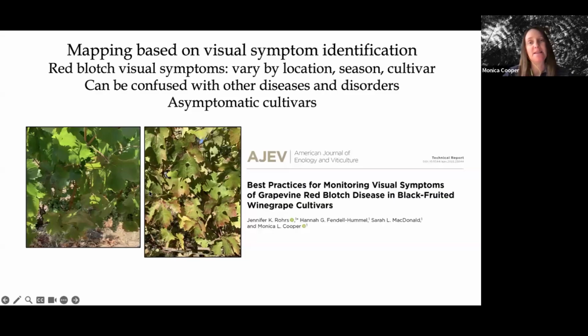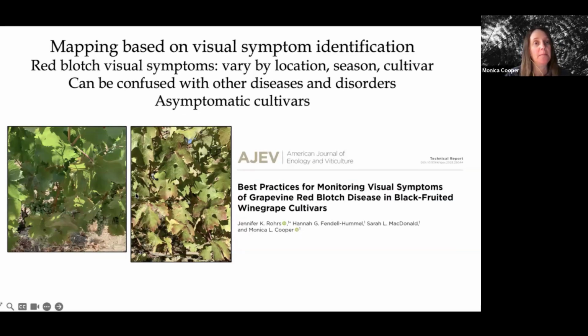The other factor that plays into this is that there are some cultivars, such as Sauvignon Blanc, which do not ever really develop symptoms. So they can be infected with a disease, and you just never see any visible manifestation of that on the leaves. And if you're interested in reading any more about that, we have an article published in the American Journal of Enology and Viticulture that walks through the steps of monitoring for visual symptoms and some things you might do or not do if you're going down that path to do some symptom mapping.